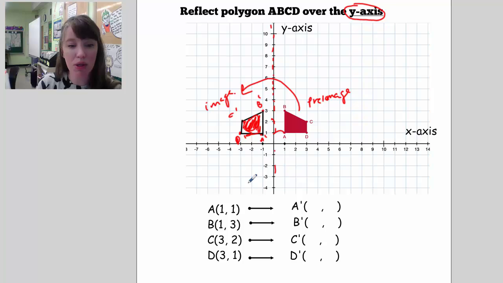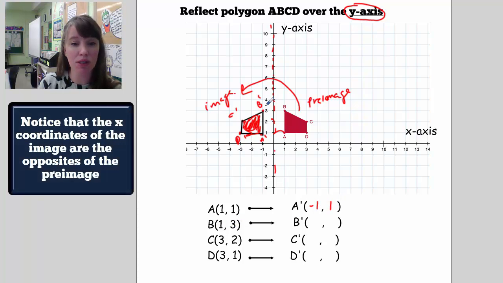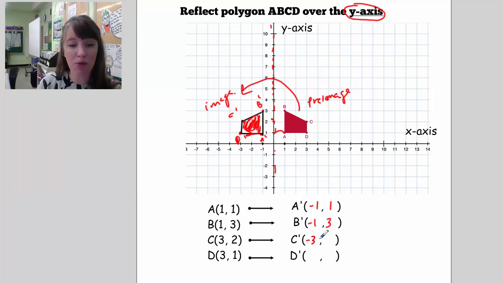Now, if we look at the new points, the coordinates of A were (1, 1), so the coordinates of A prime are (-1, 1). B, the coordinates were (1, -3). Now the new coordinates of B prime are (-1, -3). C was (3, 2) before, now it's (-3, 2). And D prime is now (-3, 1).